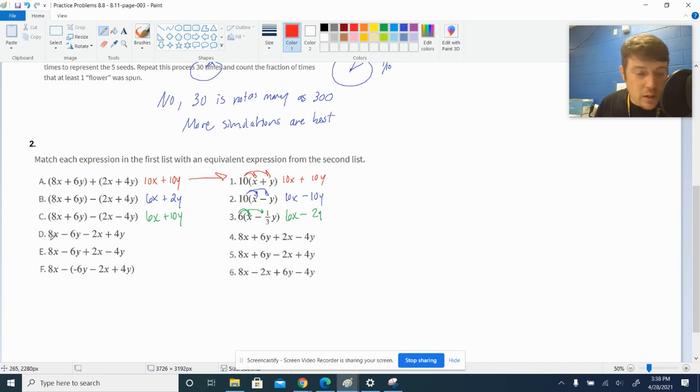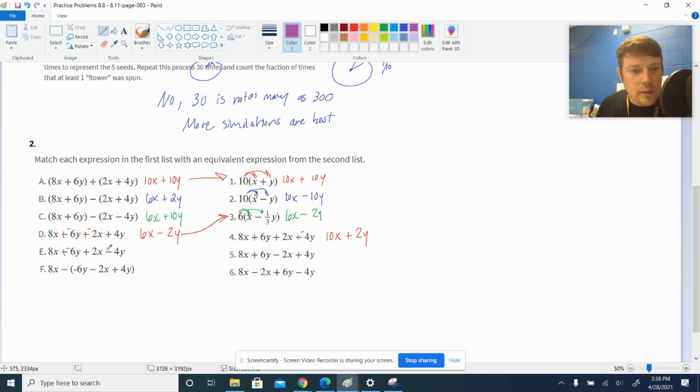All right. No parentheses here, so I'm going to add my opposites. 8x and negative 2x makes 6x. And negative 6y and positive 4y go together to make negative 2y. So minus 2y. Hey, we got a match. This one matches that one. All right, moving on to the fourth one here. Adding my opposites, 8x plus 2x equals 10x, and 6y plus negative 4y equals 2y. Need 10x plus 2y over there? Nope. All right, moving on.